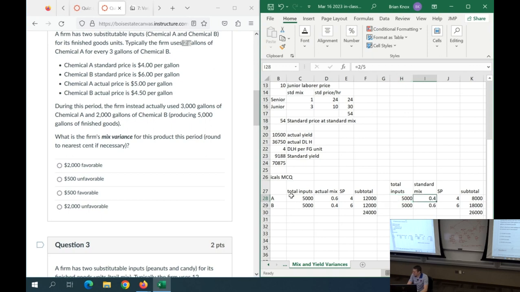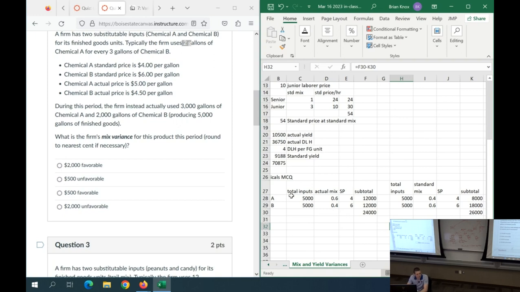Given 5,000 total inputs at the standard mix of 0.4 chemical A and $4 per chemical A, we should have spent $8,000 on chemical A. And given 5,000 units of total inputs at the standard mix of 60% chemical B and $6 standard price for chemical B, we should have used $18,000. So that ends up with $24,000 over here at the actual mix, minus $26,000 over here at standard mix, giving a negative $2,000 favorable mix variance.